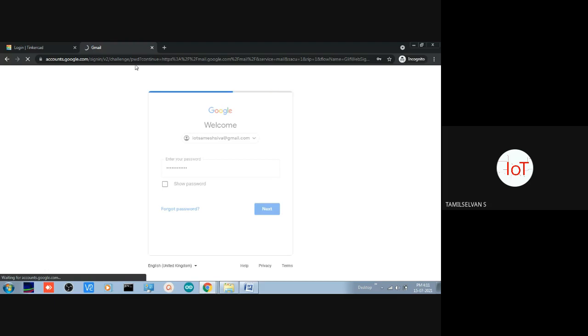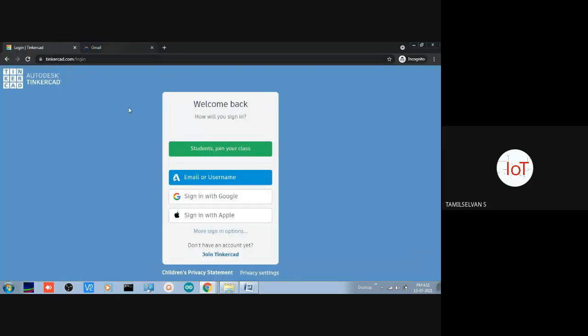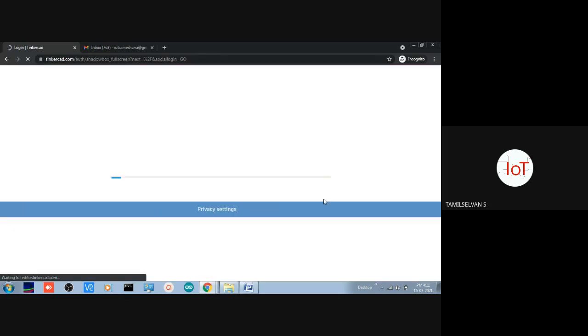I'm just logging in via my Gmail account, and with the same I'll be signing in to Tinkercad. Either you can give all the credentials, an email and password, while creating an account in Tinkercad, or otherwise you can directly go with your Google sign in option. I'm going with the Google sign in option.